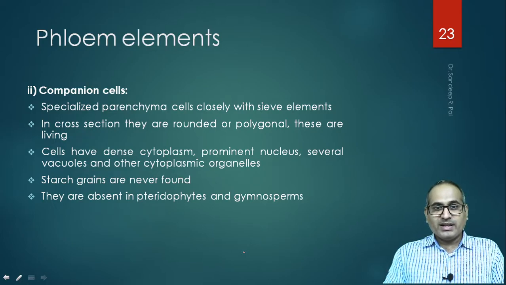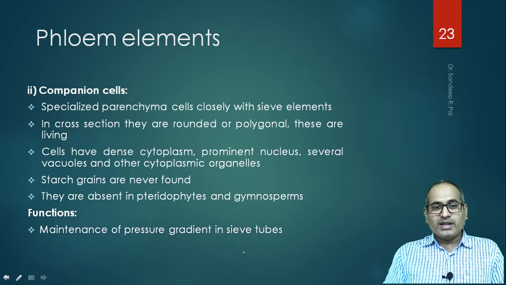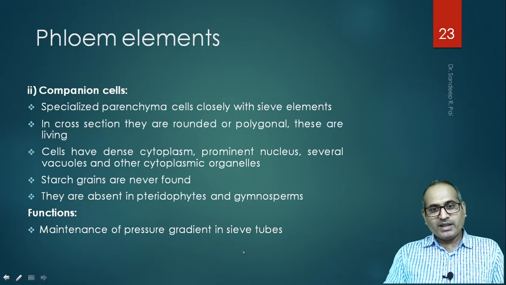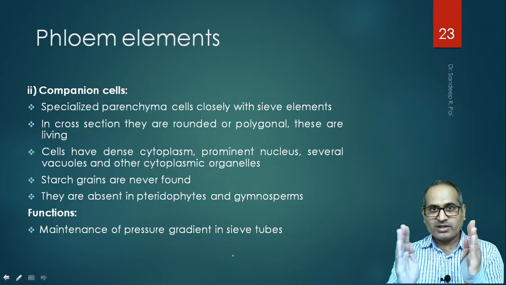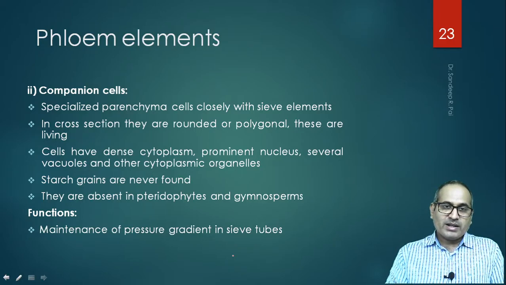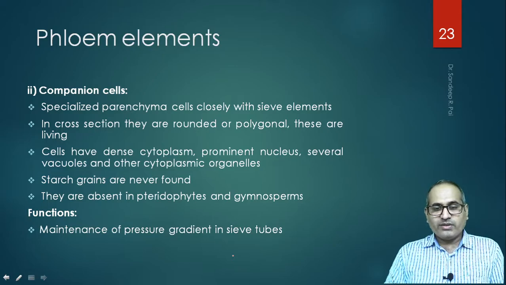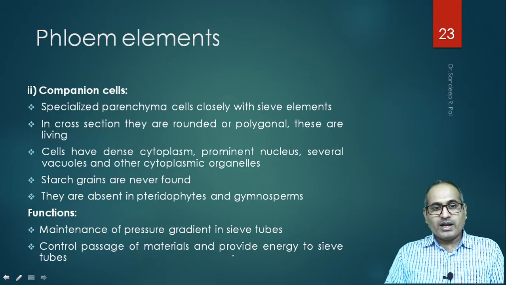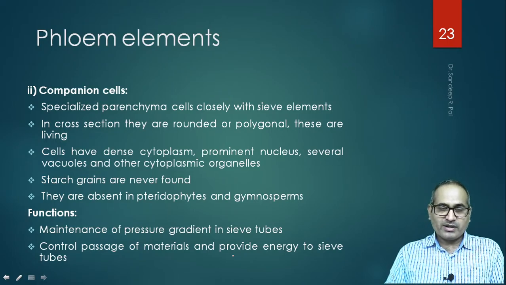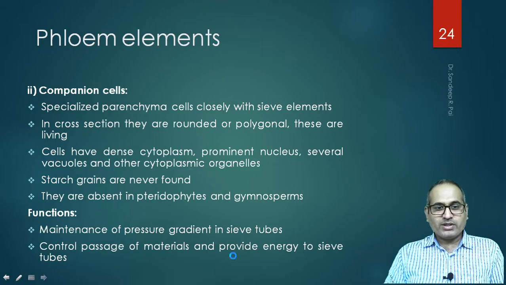Companion cells are absent in pteridophytes and gymnosperms. They function in maintaining the pressure gradient in sieve tubes. Why? Because they are companion cells, on the sideways, they will always take water from or give water to the sieve tubes. So they maintain the pressure gradient in sieve tubes, and they control passage of material and provide energy to sieve tubes, since they are near the sieve tubes.